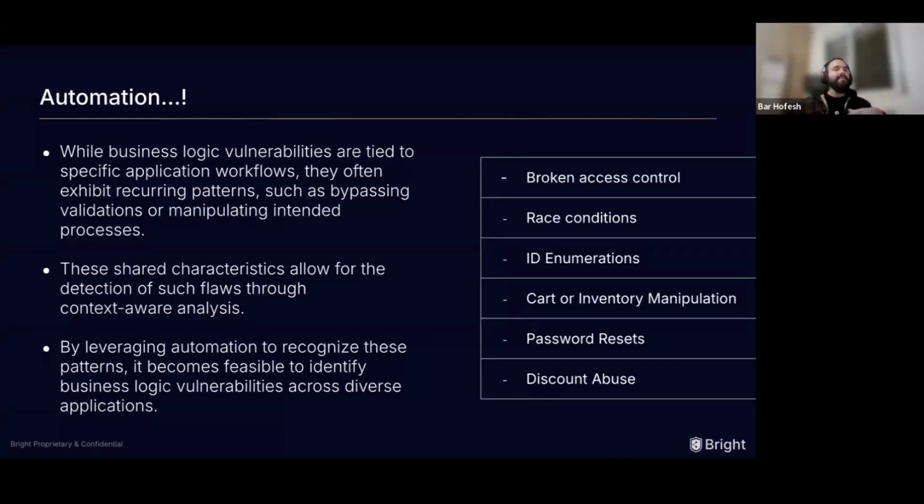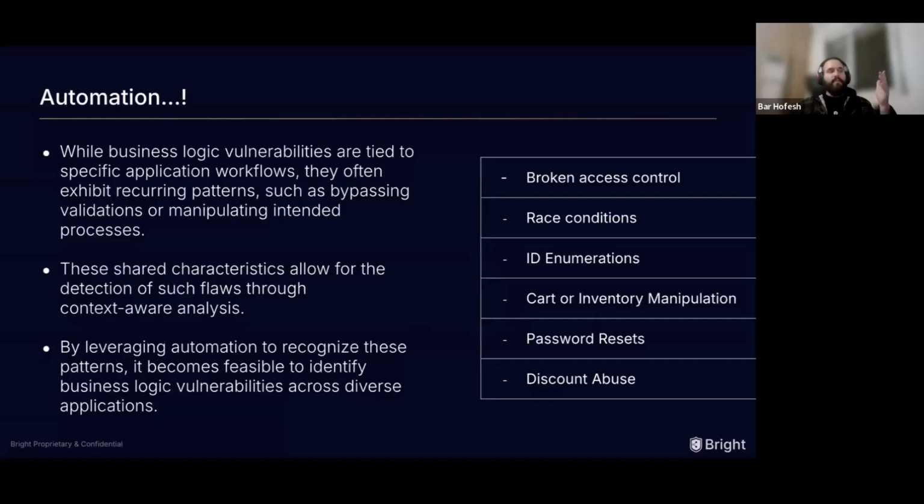Is this a cart action? Is this a shopping action? Is this a checkout option? Like, what's going on here? And once we have this context-aware analysis of an entry point or an API action, we can start thinking about automation. And by leveraging automation to recognize those patterns, it becomes feasible to identify business logic vulnerabilities across diverse applications.